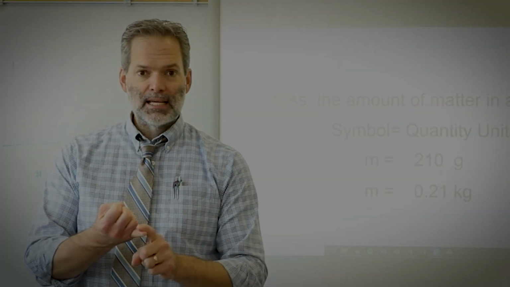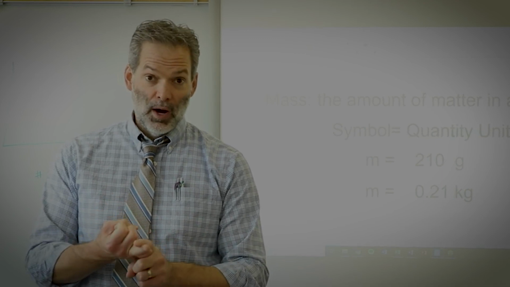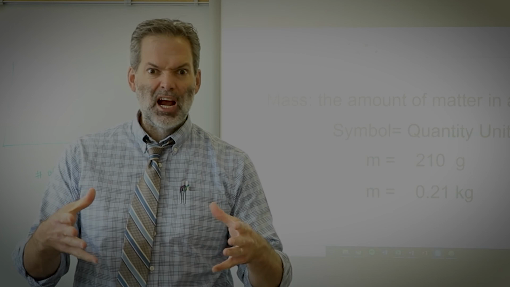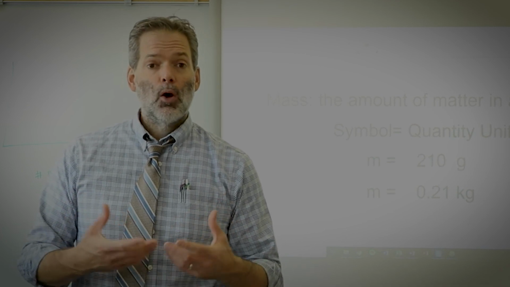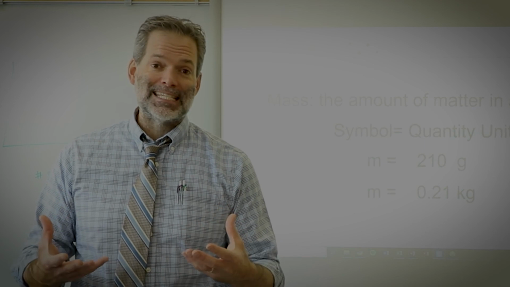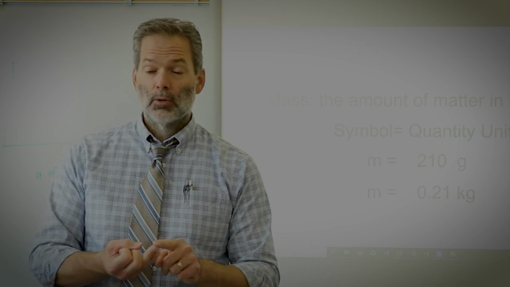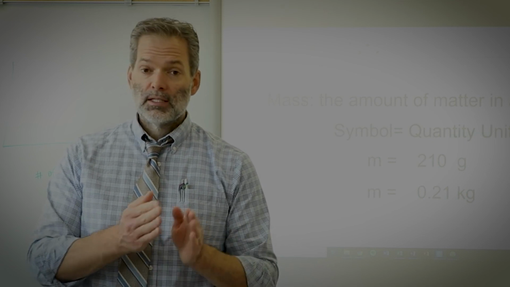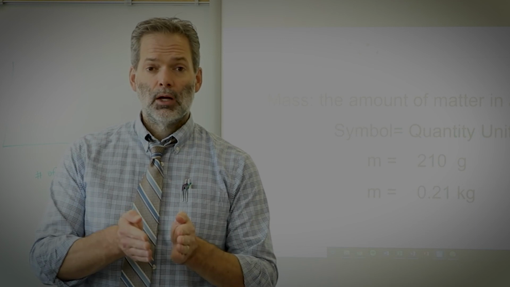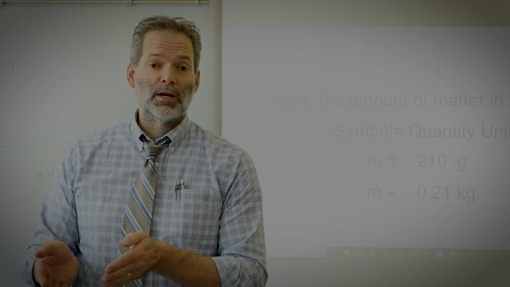So there you have it. We've seen that a symbol is the letter that represents my quantity. The quantity is how much of the thing we have. The unit tells me what I measured that quantity in. Did I measure it in centimeters or meters? Did I measure it in grams or kilograms? Did I measure it in seconds or minutes? Symbols, what are we measuring? Quantity, how much do we have? Units, what did we make our measurement in?